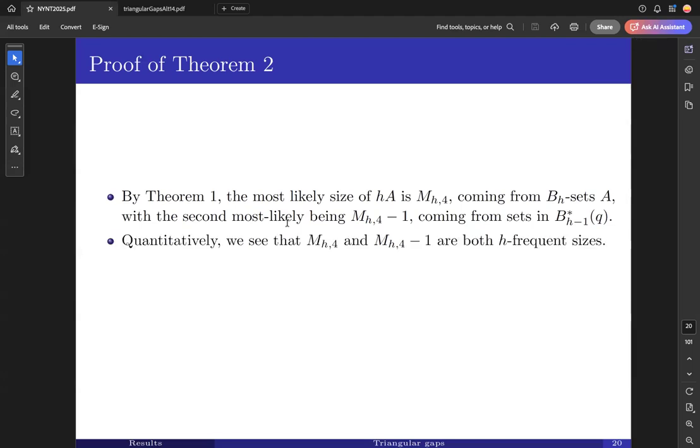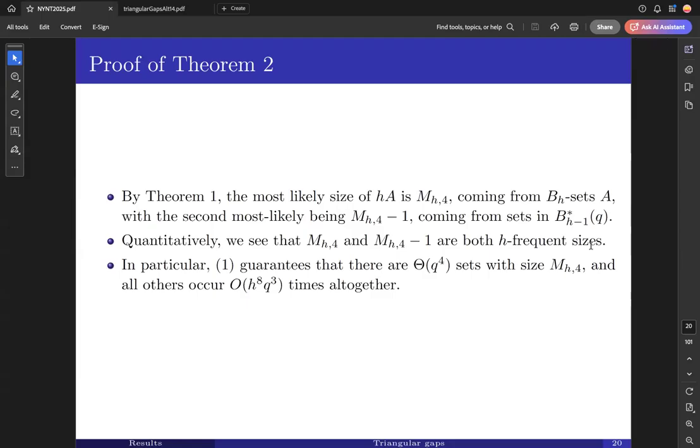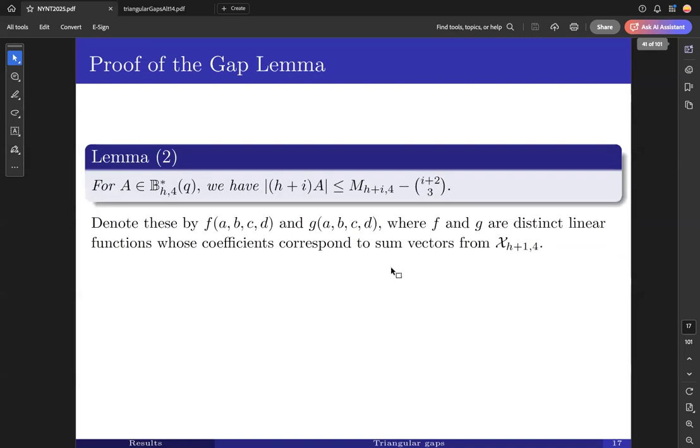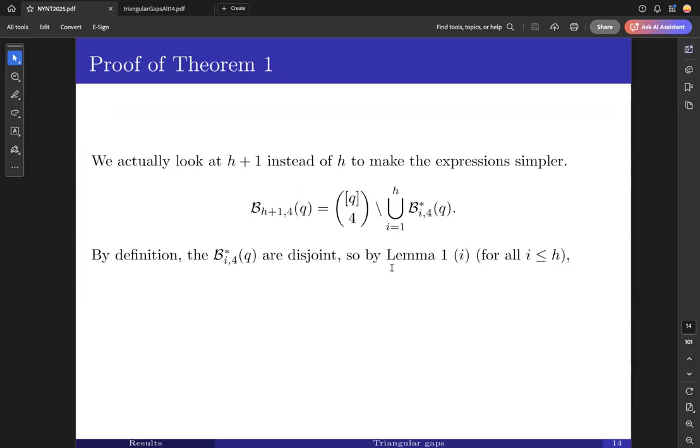So then quantitatively, we see that both of these are H frequent sizes. You can just apply lemma 1 parts 1 and 2, and you see these are both H frequent sizes. But in particular, that equation, and I'll flip back to it, was the equation where we estimated the size of B sub H plus 1. Let me just go back to the equation because now I've swapped with H and H plus 1.